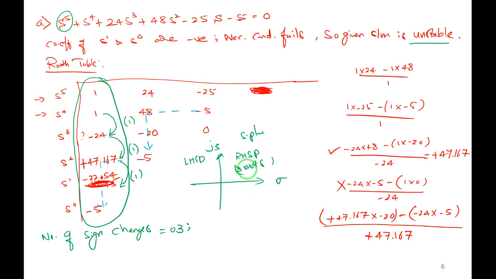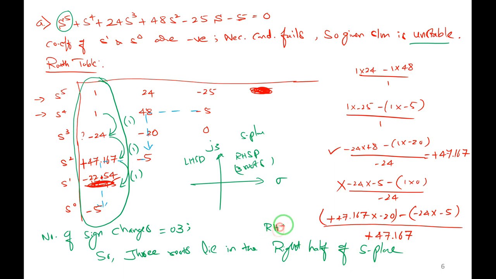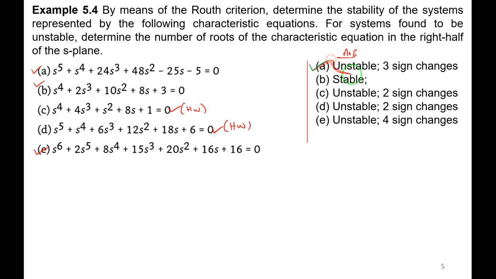If any one of the roots is lying in the right half of the S-plane, the system is unstable, right? We will not worry about the other roots. So since the number of sign changes is 3, 3 roots lie in the right half of the S-plane. This short form I will write, right half of S-plane. Simply I will be using this, but I have expanded here. Since 3 roots lie in the right half of the S-plane, the given system is unstable. Is it fine? Part A is over. So I have the answer, you can verify: unstable and 3 sign changes, we got it, right? So we will go to part B.